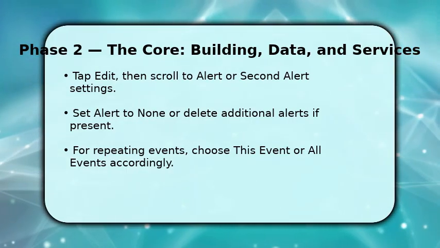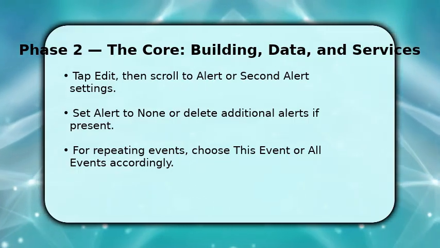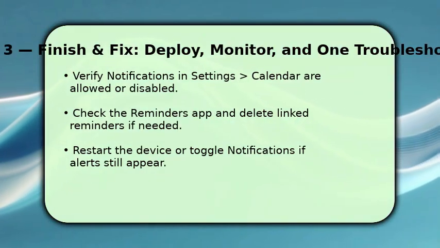Next, check System Notification Settings. Finish by confirming Settings, Notifications, Calendar reflects your intent. You can disable alerts entirely or tweak banner and lock screen options.